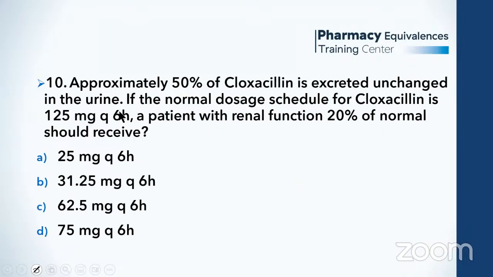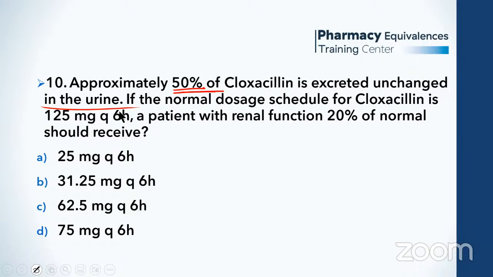Let us see the last calculation problem and the last question today. Approximately 50% of cloxacillin is excreted unchanged. Please pay attention with me in this question, because it is important and many people are confused about this type of calculation. Approximately 50% of cloxacillin is excreted unchanged in the urine. What is the meaning of this statement? This is a very important point to know.